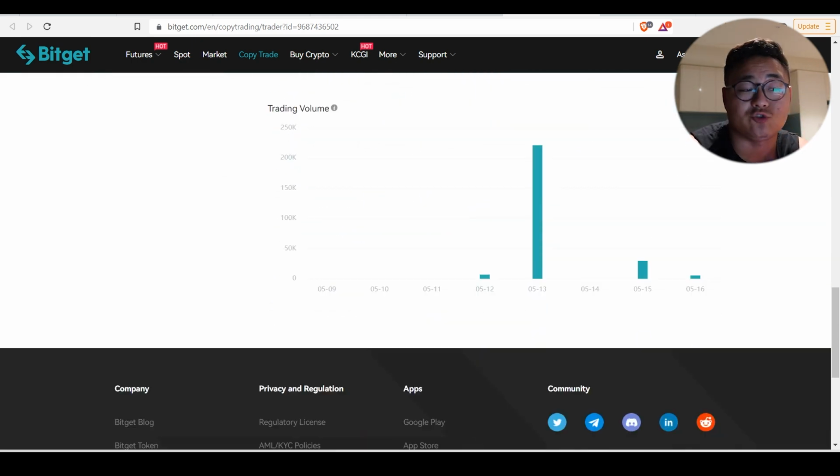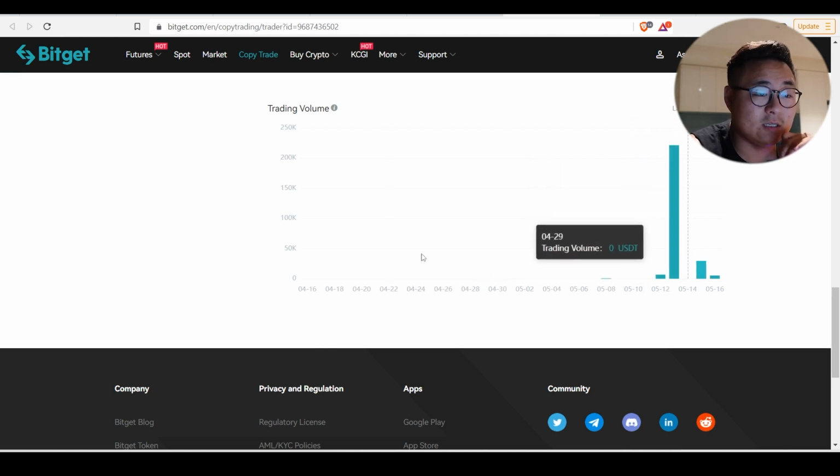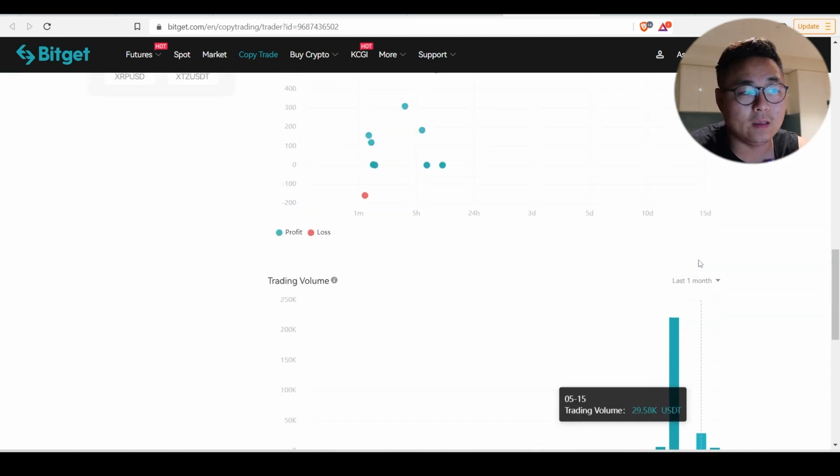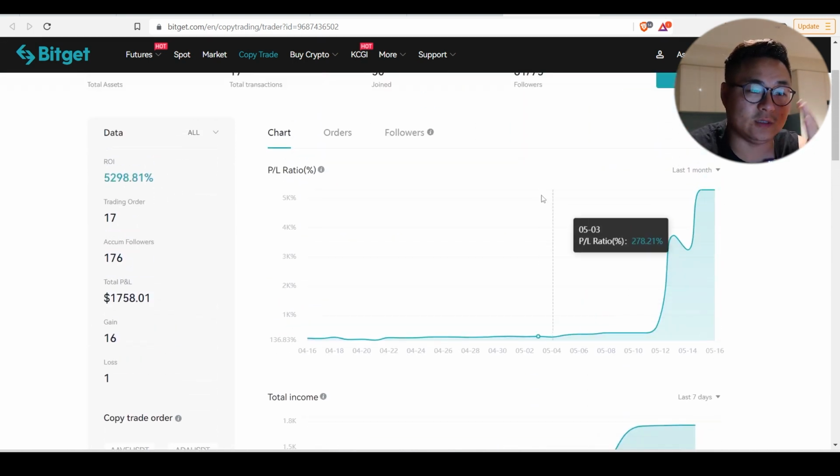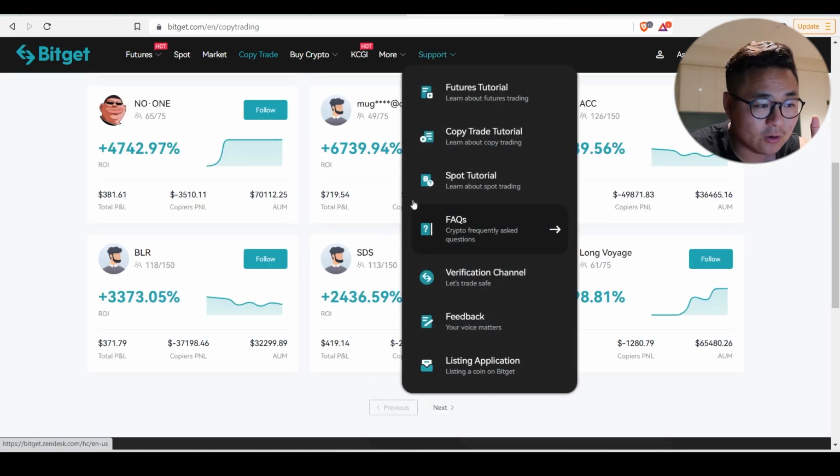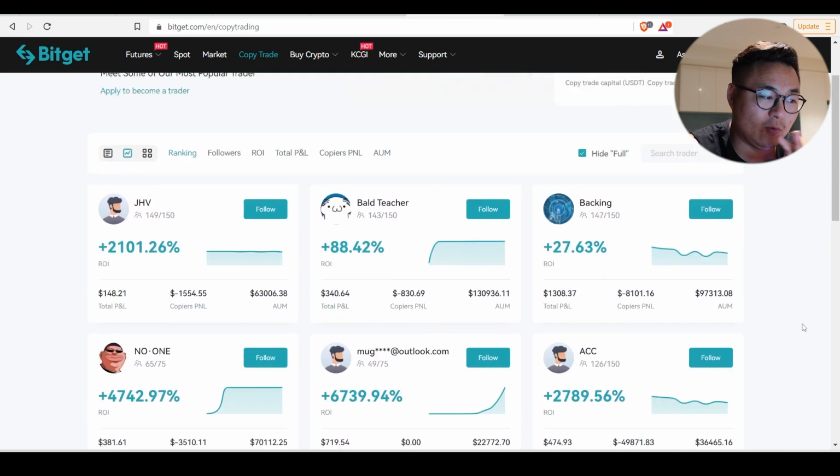In the last 7 days, he hasn't traded for any more than 3 or 4 days. I wouldn't count these 2 days, the trading volume is way too low. In the last 1 month, his trading pattern is very choppy. This is a person that I would personally not follow. Okay, nothing against Long Voyage. This is just not a person I would follow.